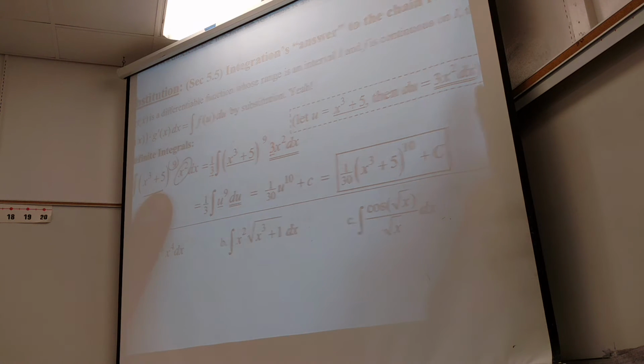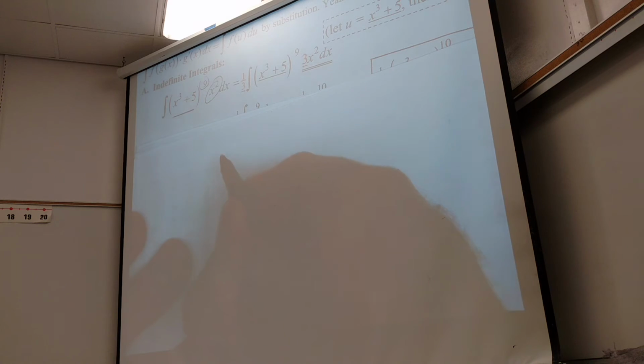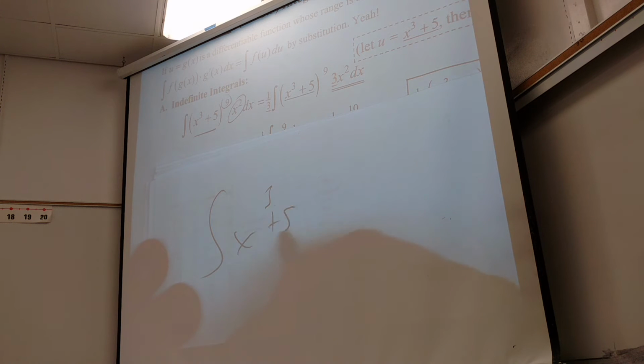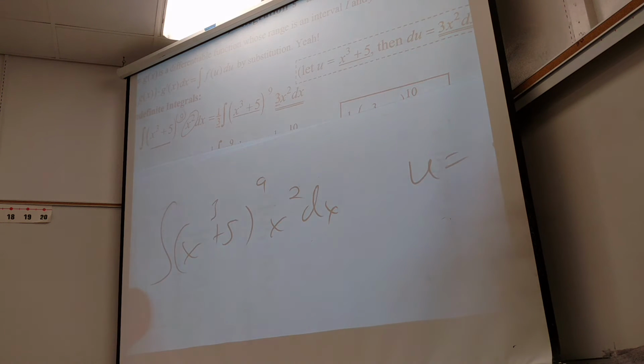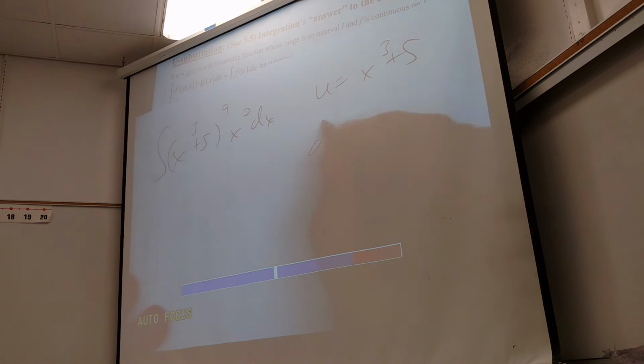du is 3x squared. Now here's something cool. This is what I haven't really done too much of yet. Let me look at this here. Let's really tease out what I did. So let's do this. Integral of x cubed plus 5. If I let u be the inside, then du is 3x squared.